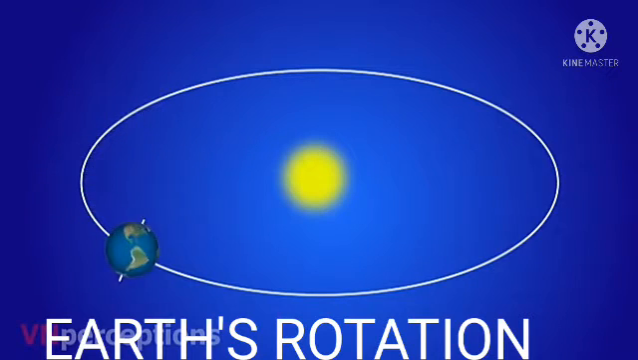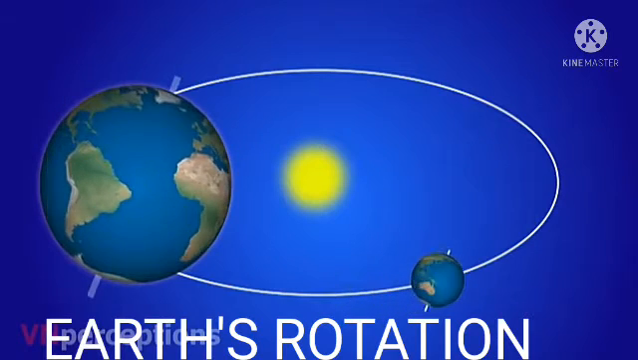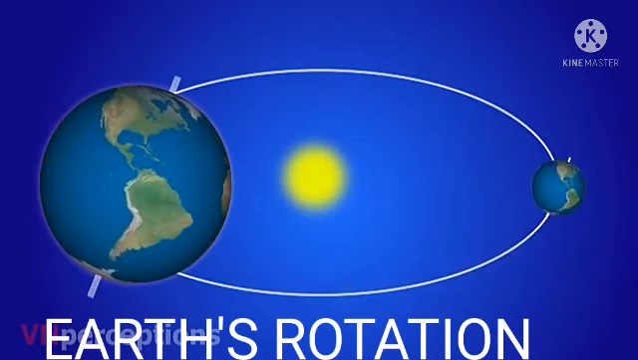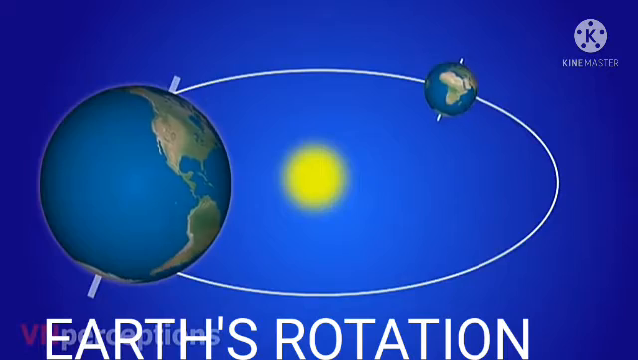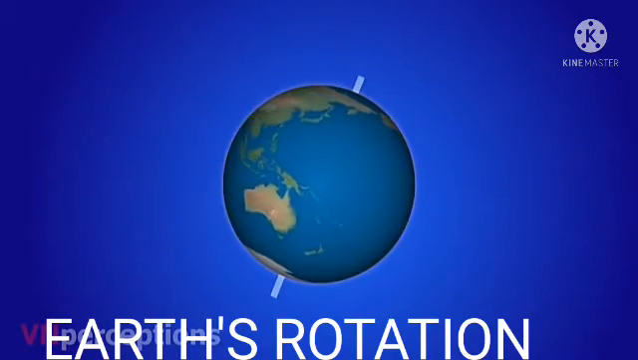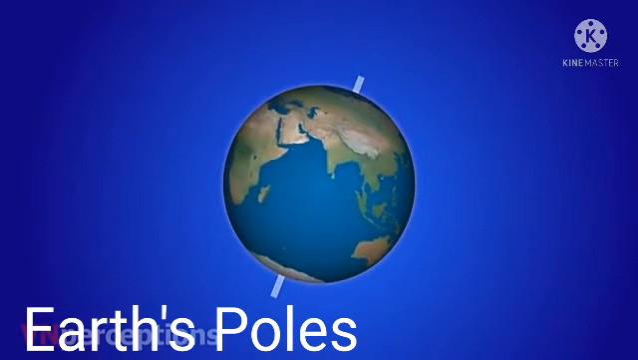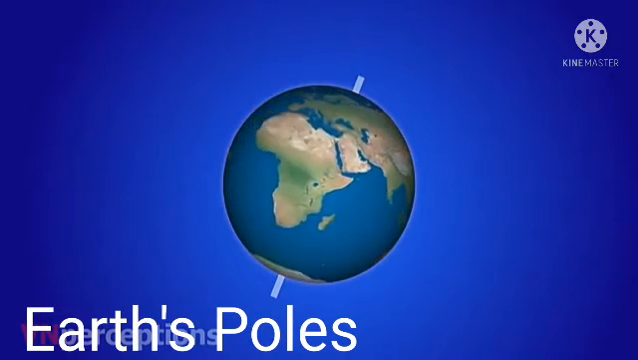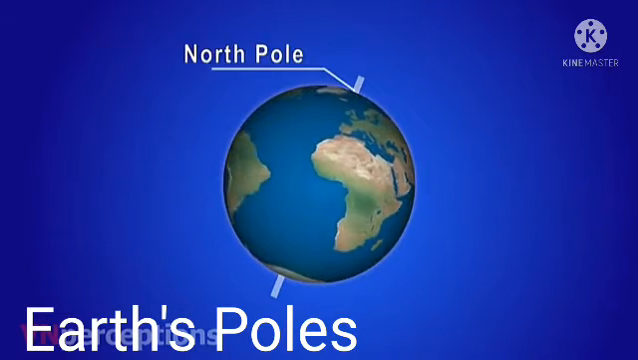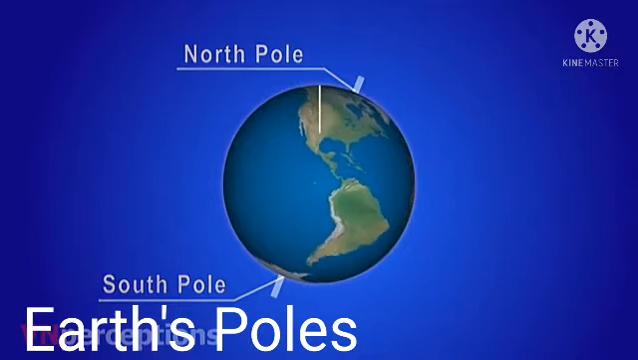The Earth's rotation is the movement of the Earth around its axis. The Earth moves around its axis, and the axis of the Earth is made up of the North Pole and the South Pole. The North Pole is found at the top, and the South Pole is found at the bottom.